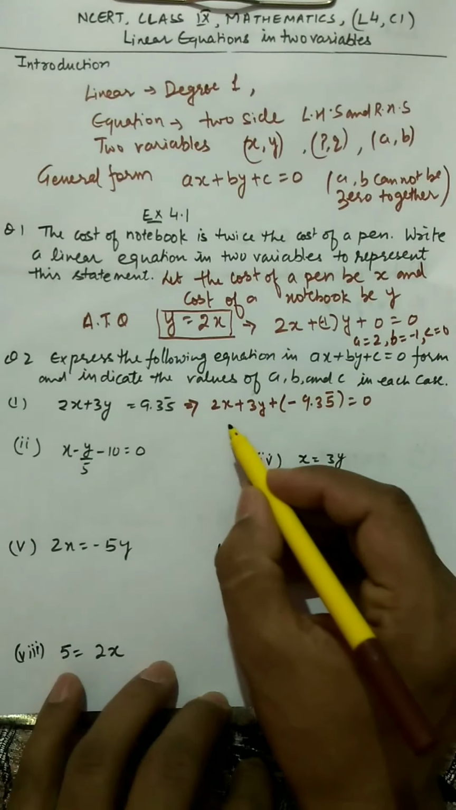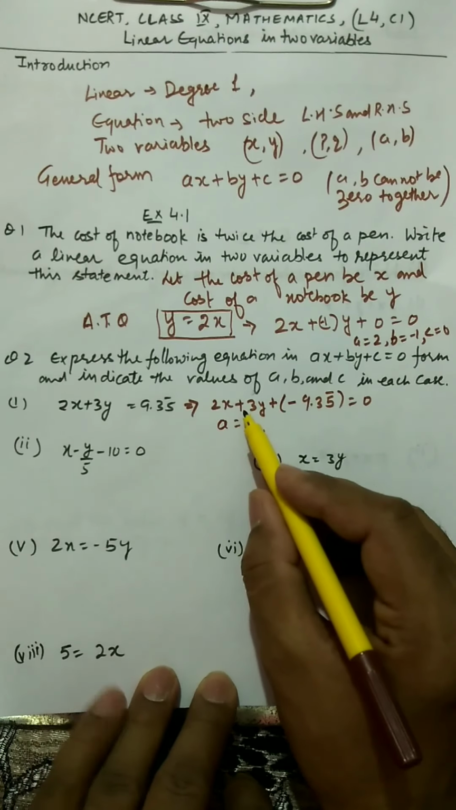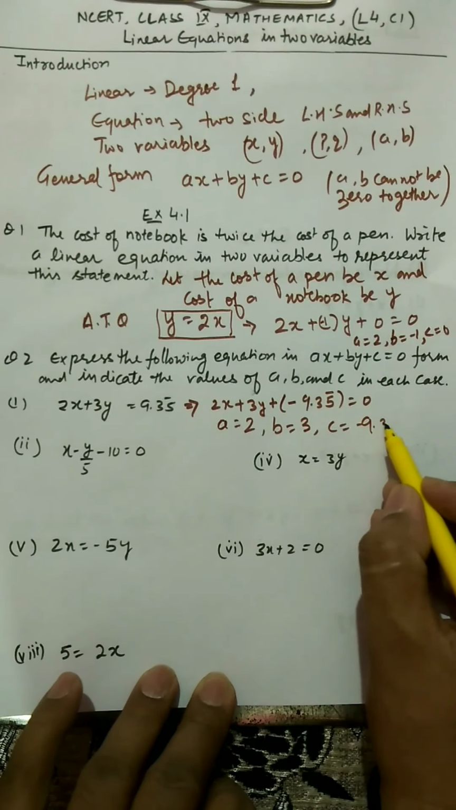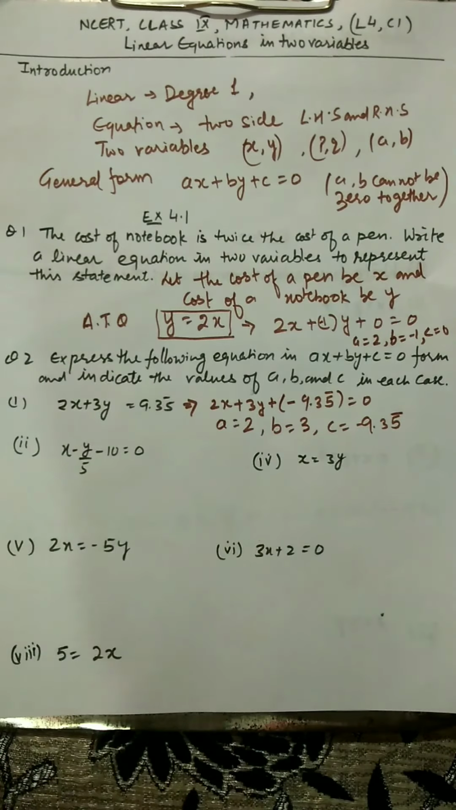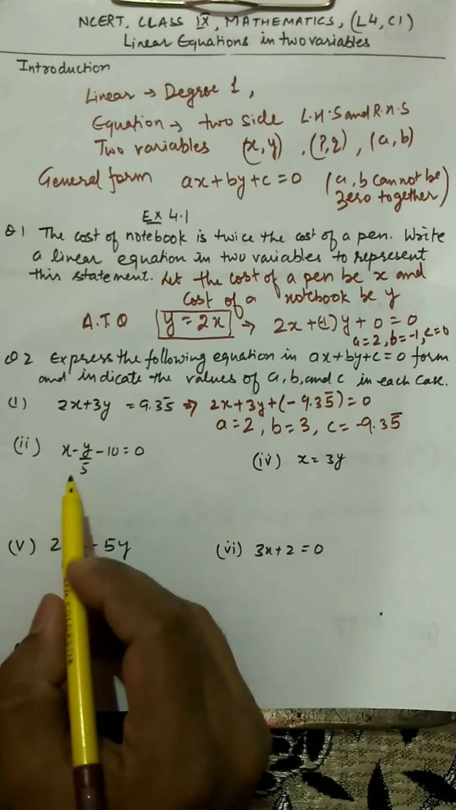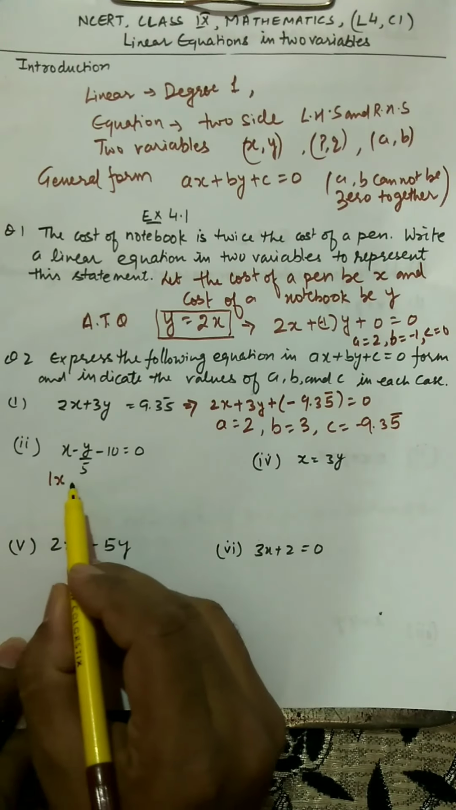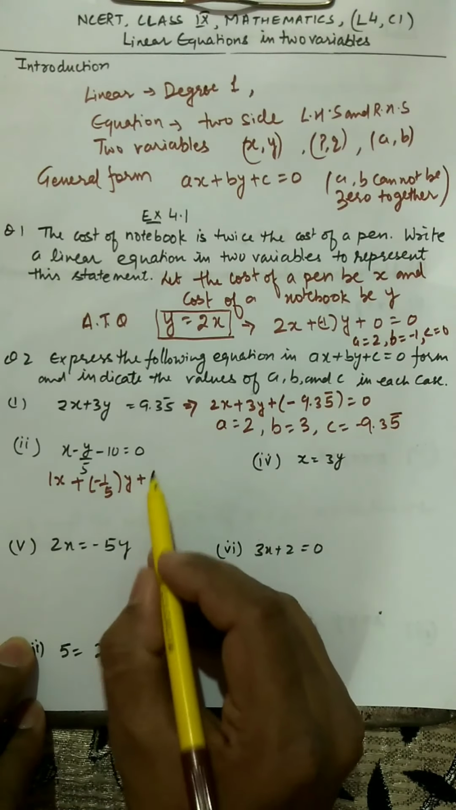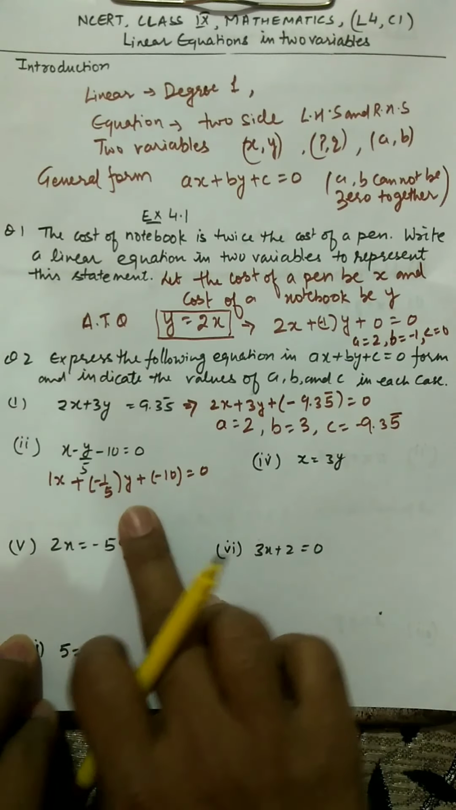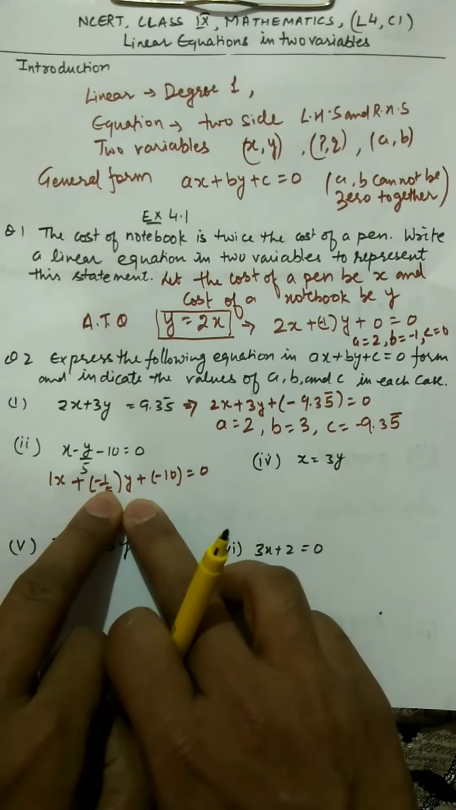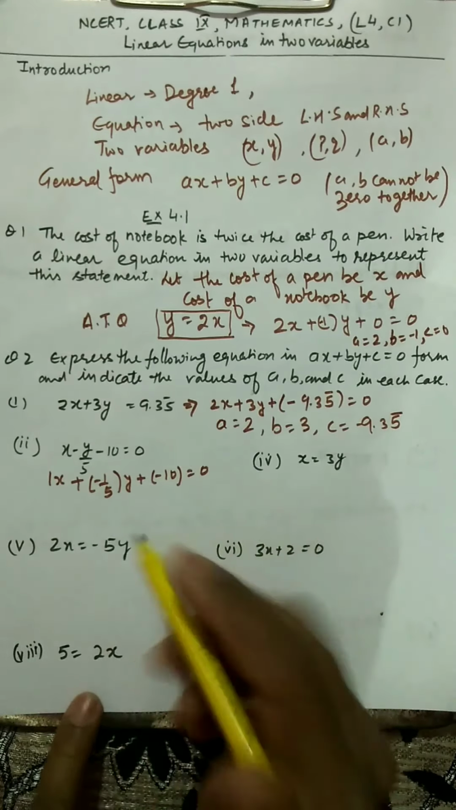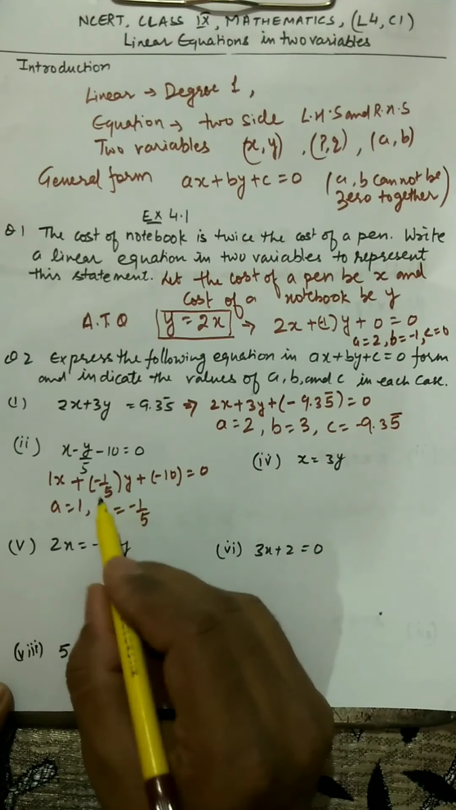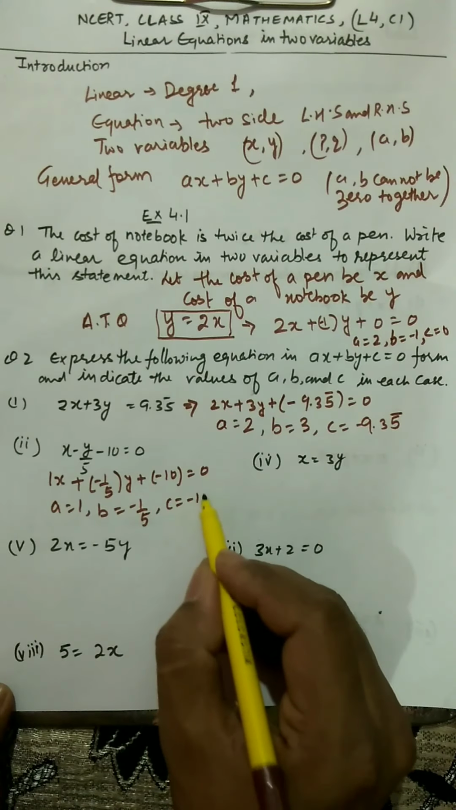So that way you can write here a is 2, the coefficient of x, b is 3, and c is minus 9.35 bar. Now come to the second part. This second part can be written as 1x plus minus 1 by 5 y, and this is minus 10. So now you can see this is ax plus by plus c equal to 0. Your a will be 1, b is minus 1 by 5, the coefficient of y, and the constant is minus 10.